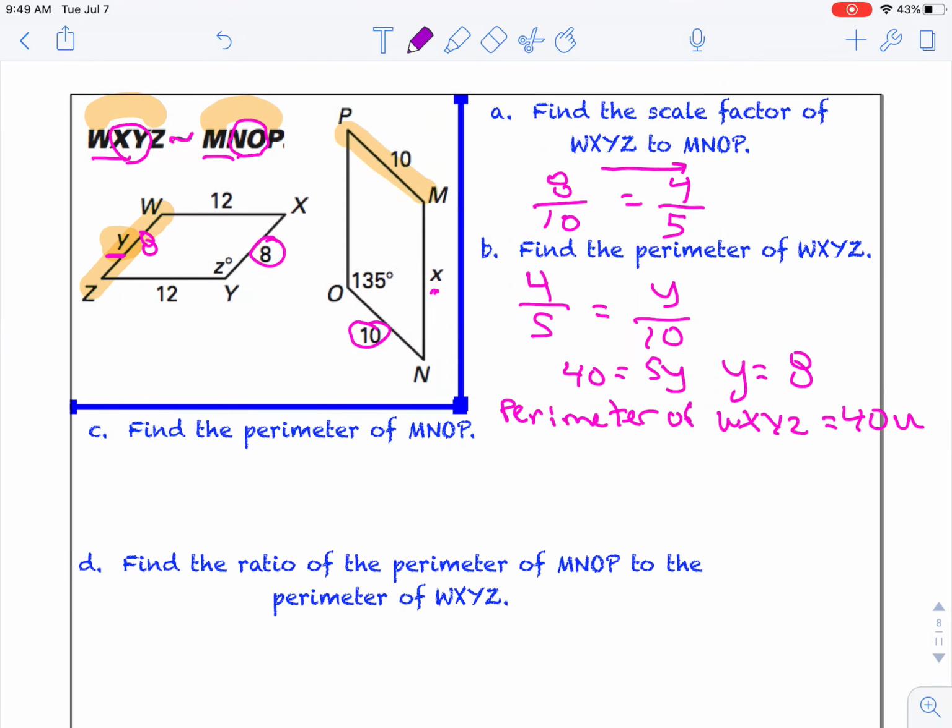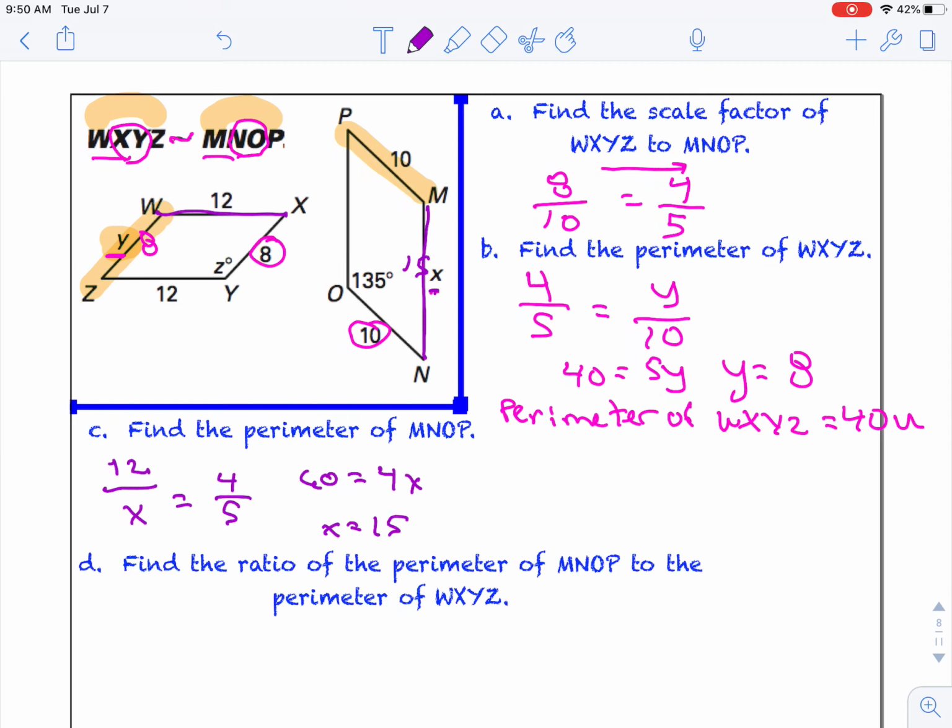So MNOP, we already know, is 10 and 10. We need to find MN, and that's going to be in the same ratio. Remember that MN is corresponding and going to be the same ratio of sides as WX. So what we know is that the ratio of WXYZ side, or WX, 12 over x, has to be in the same ratio as 4 over 5. So again, cross multiplying, we get 60 equals 4x, so x equals 15.